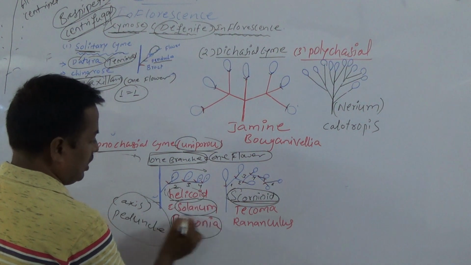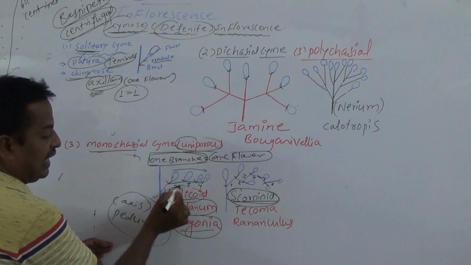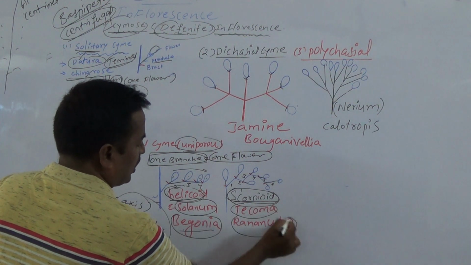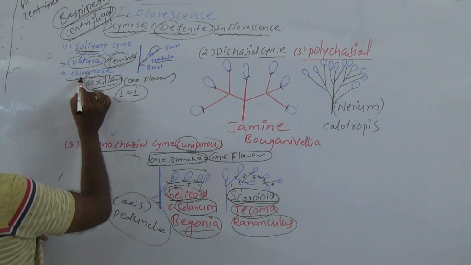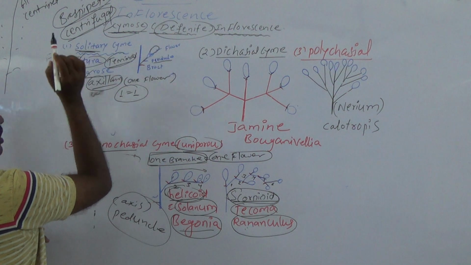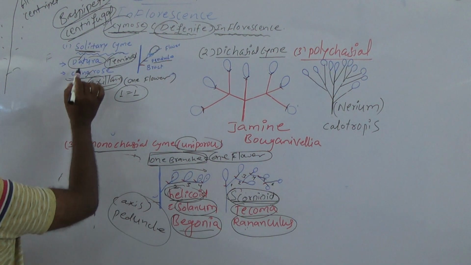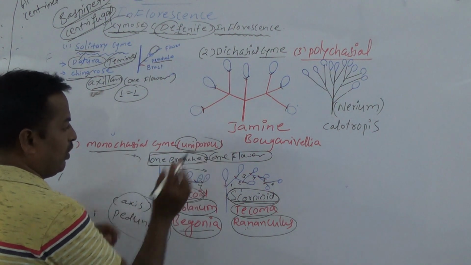Solanum, Begonia. Solanum, Begonia, best examples of helicoid. And Tecoma and Ranunculus, best examples of scorpioid. And China rose, Datura, both are best examples of solitary cyme. So very important, examples are very important, and the formula is also very important. So one branch, one flower.